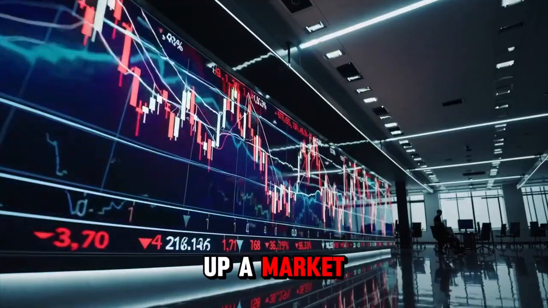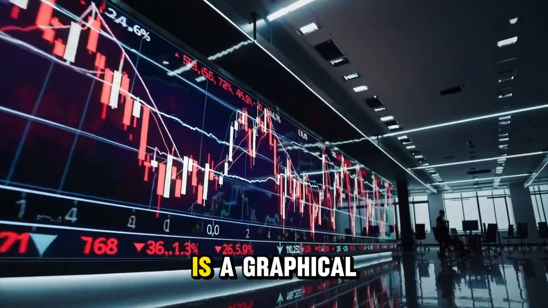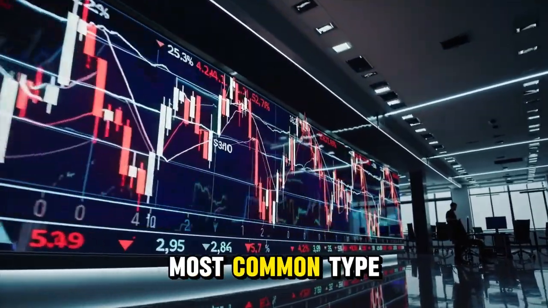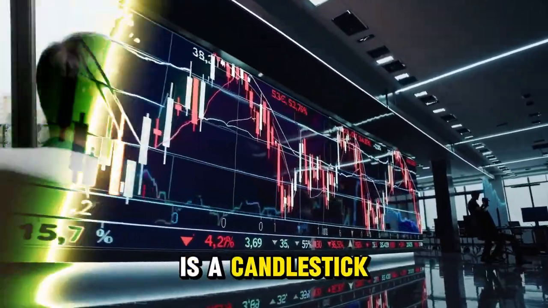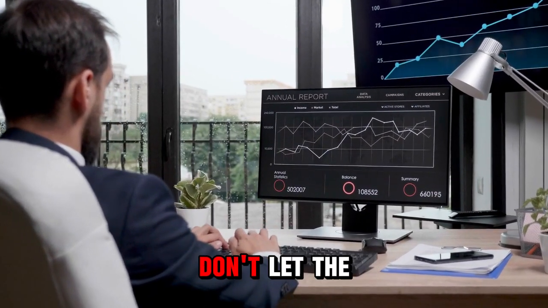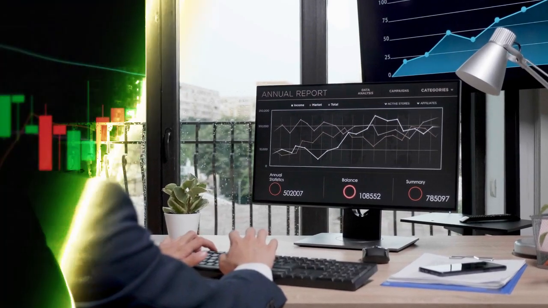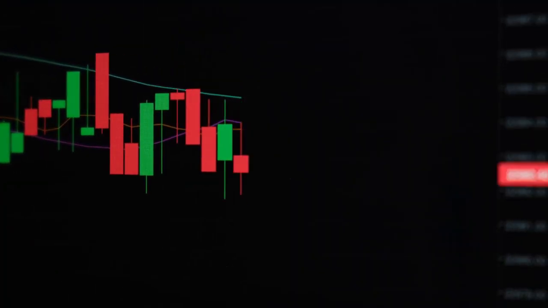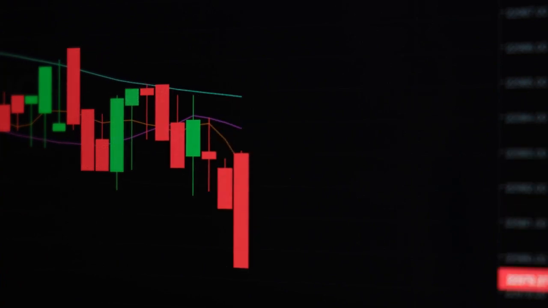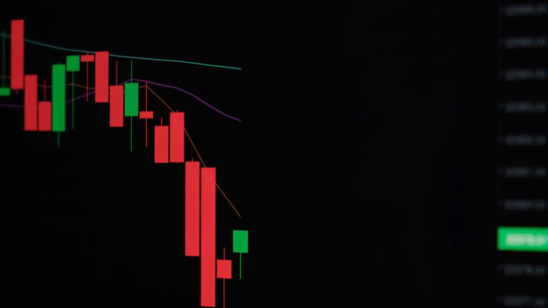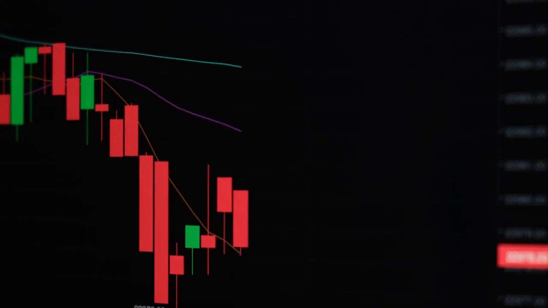Alright, let's start with the basics. When you open up a market chart, what you're looking at is a graphical representation of price movement over time. The most common type of chart you'll see is a candlestick chart, and for good reason. It's powerful, but don't let the name intimidate you. Candlesticks are just bars that show the opening, closing, high, and low prices within a specific time period. You can think of them like a story. Each candlestick tells you what happened in that time frame.